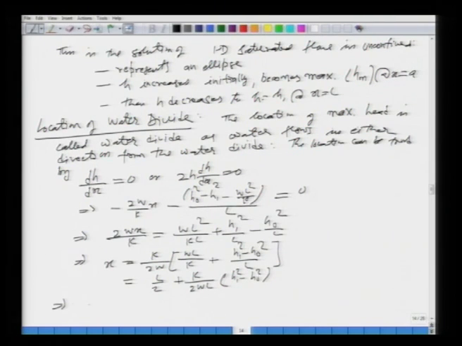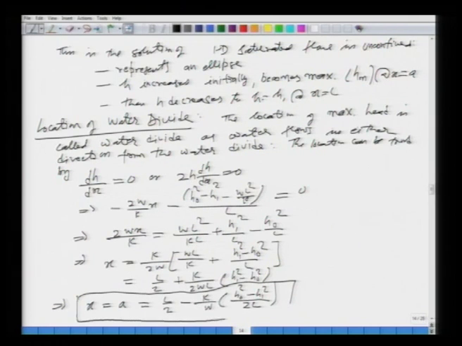So, that would basically mean that your x is equal to a, which is L by 2 minus k over w of h 0 square minus h 1 square over twice of L. After you simplify this whole thing, this will be the location of your water divide, and we say that this is your equation number 7. So, you get the location of the water divide.